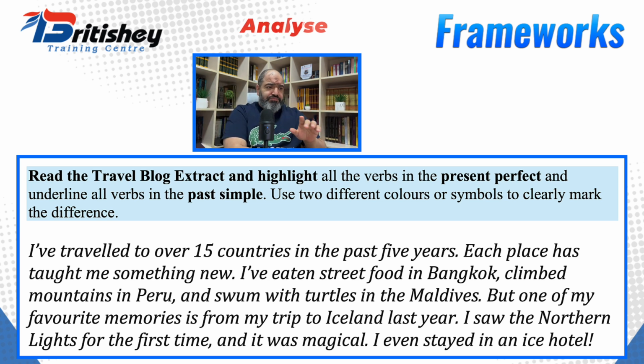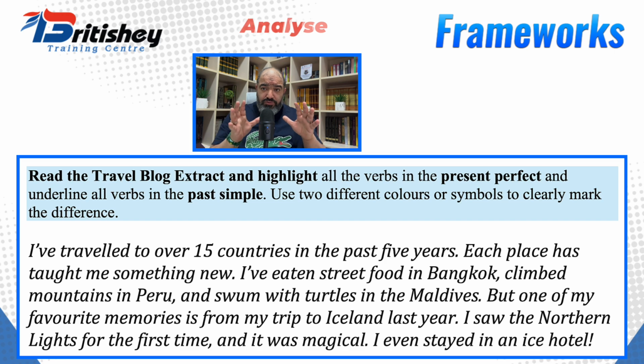And then you give them these 2 questions that will help them analyze. Highlight all the verbs in the present perfect and underline all verbs in the past simple. Use 2 different colors or symbols to clearly mark the difference. And again, this activity will get them to analyze the text and see when the past simple is used, when the present perfect is used. And this is fantastic for analytical minds.